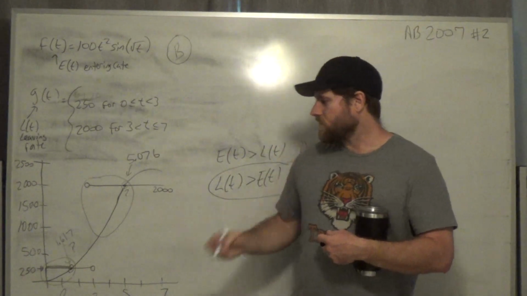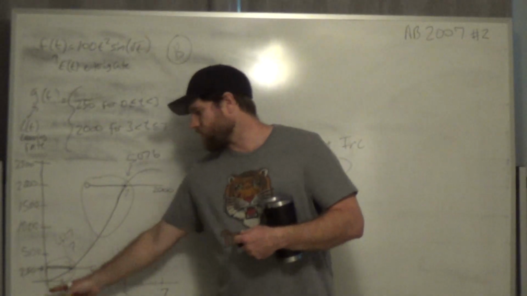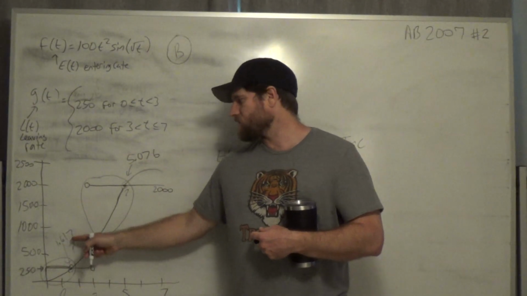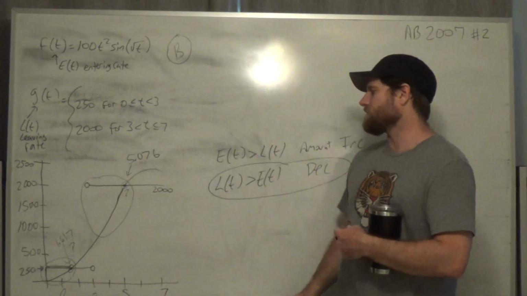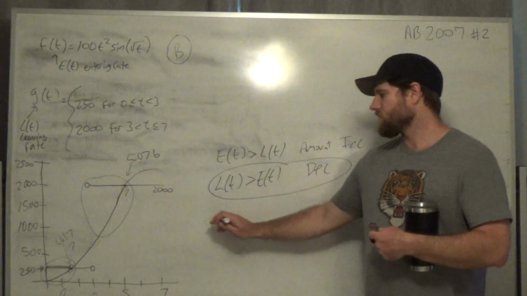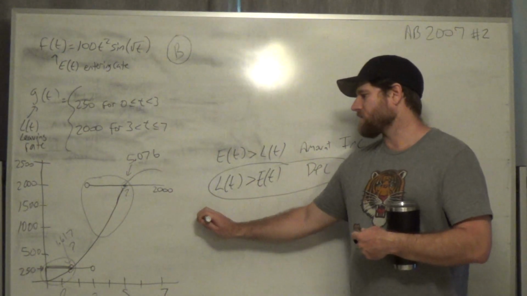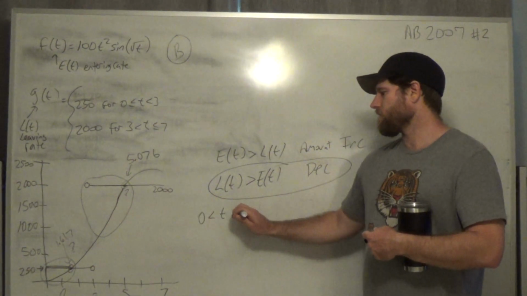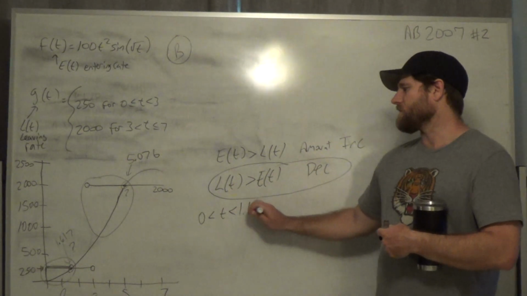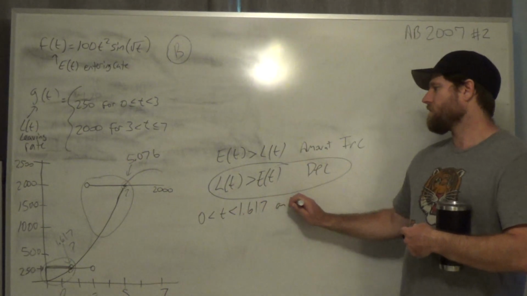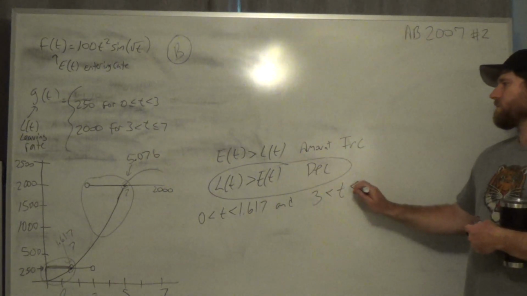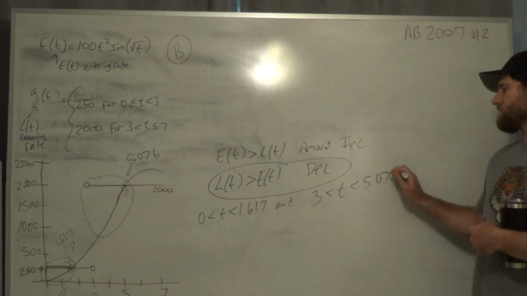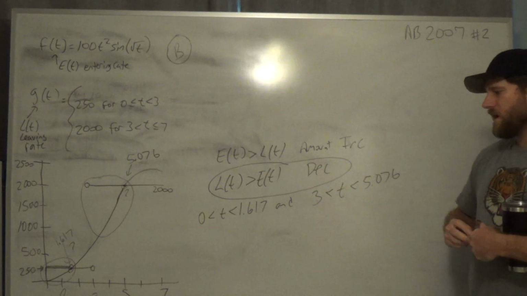Okay, so the leaving rate was higher than the entering rate from 0 to 1.617, and then from 3 to 5.076. So again, I would say the amount's decreasing from 0 to 1.617, and from 3 to 5.076. And that's part B.